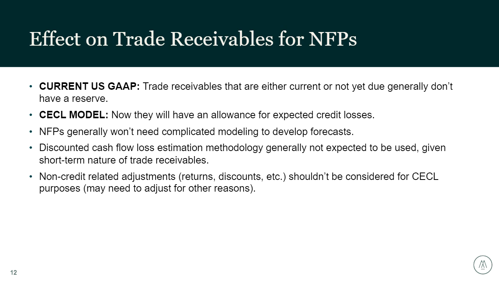So in general, the message we're trying to convey here is, yes, historical information is very significant when you're looking at trade receivables, but under the current model, you are also required to look at those forecasts in order to determine if there is going to be an allowance for credit loss.